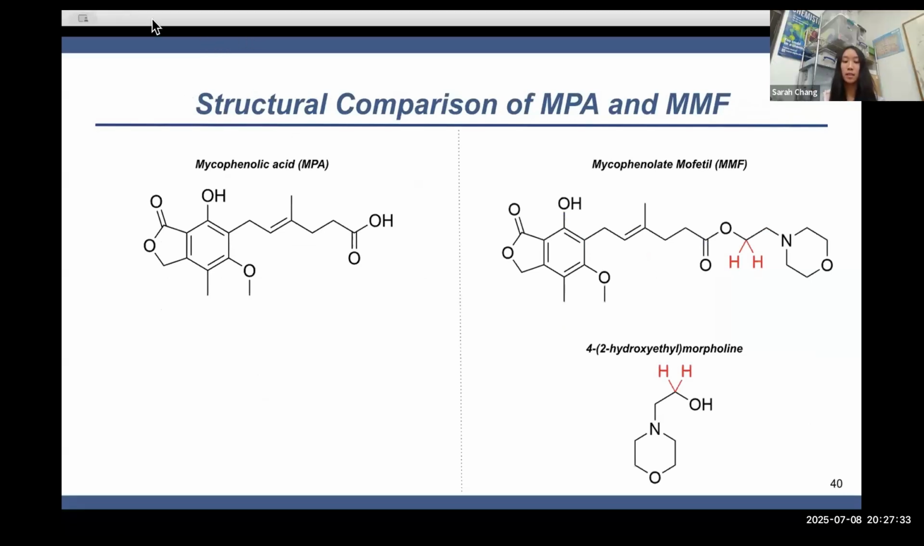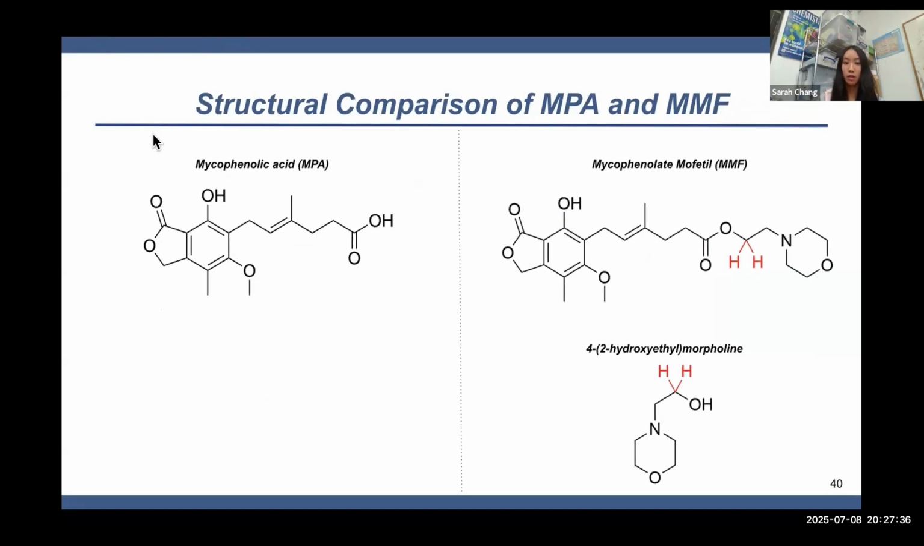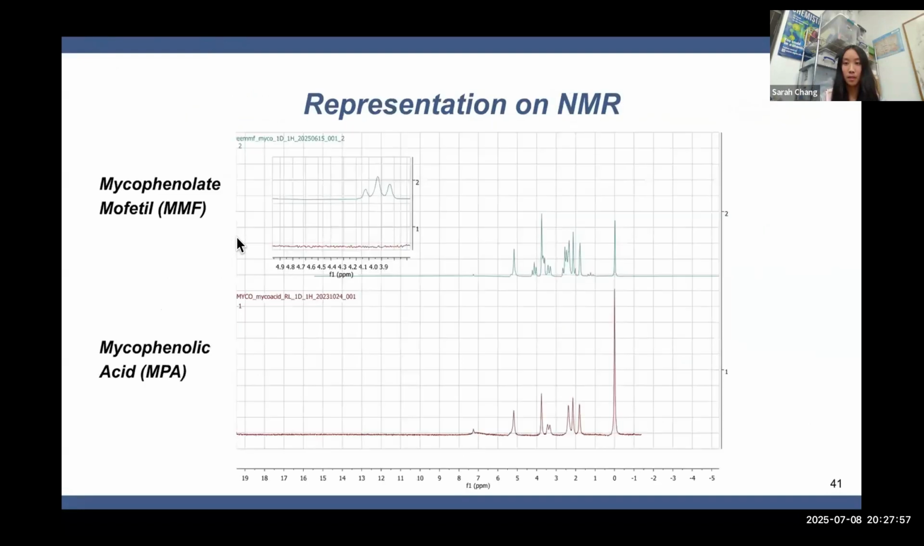This is a structural comparison of MPA and its prodrug derivative, mycophenolate mofetil. The hydrogens highlighted in red correspond to a diagnostic peak on NMR for MMF, as it does not overlap with MPA peaks. It also appears more downfield compared to the peak corresponding to the same two hydrogens on just the 4,2-hydroxyethylmorpholine ester substituent. In this NMR, you can clearly see the MMF diagnostic peak, the triplet circled in red, and this peak does not appear on MPA.